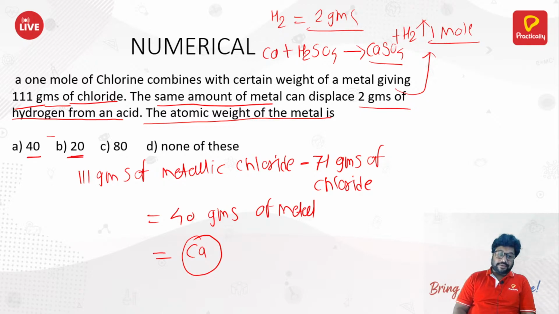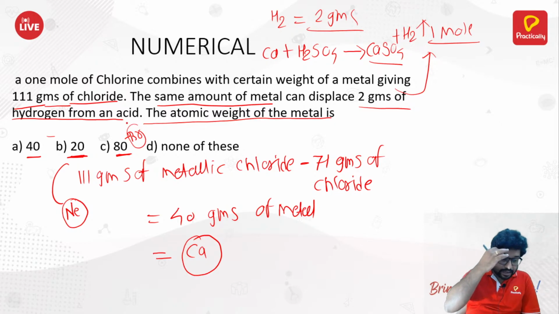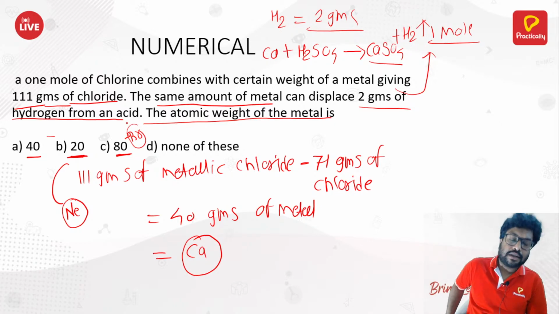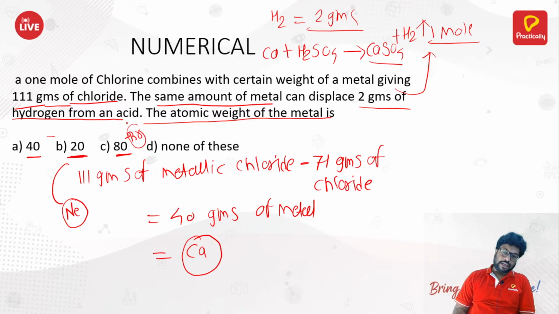It cannot be 20, because 20 atomic mass is of neon and neon does not react with chlorine. Okay, 80, I'm not sure, but mostly it is of bromine. And bromine is not a metal, bromine is a non-metal. That is why the answer is 40, that is of calcium.